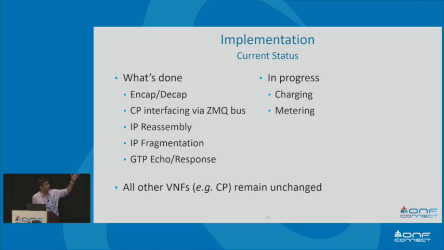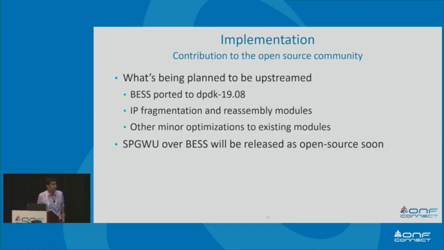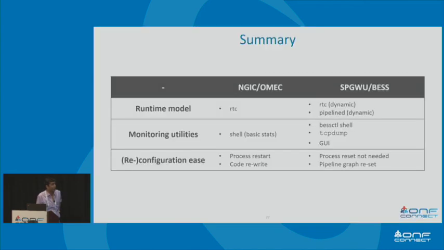We have already implemented the NCAP DCAP module, IP reassembly, fragmentation, and echo response. What we're doing right now is working on charging and metering. We have done most of our implementation, but we still haven't released it in open source yet. We're talking to the OMEC guys to put whatever we have contributed so far in a separate repo. And this is just a summary of the differences between the SPGW BESS version and the OMEC version. With this, I would like to end my talk, and if you have any questions, please ask me.